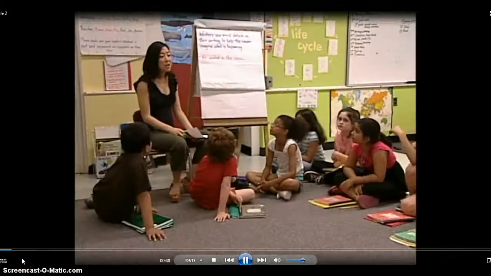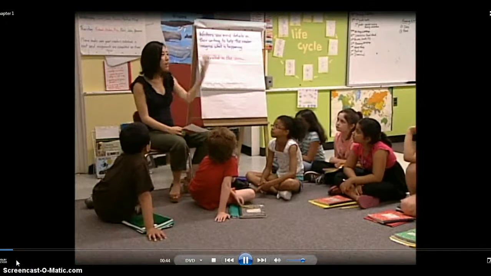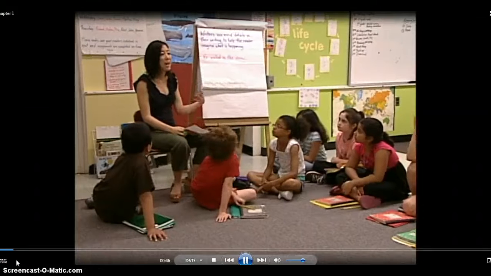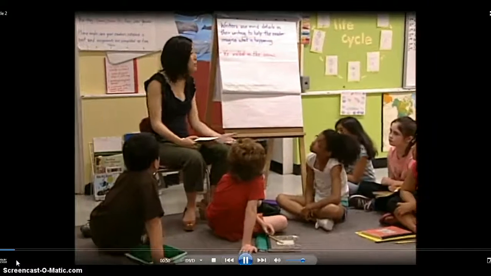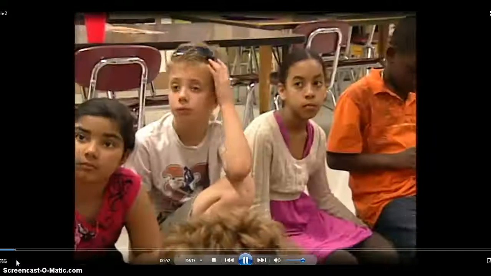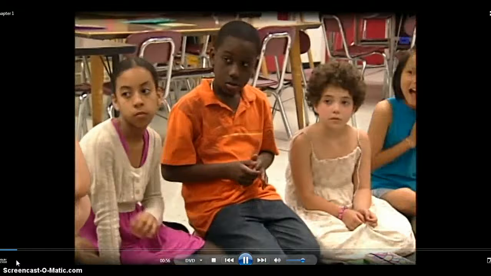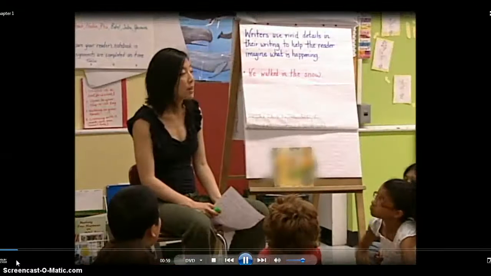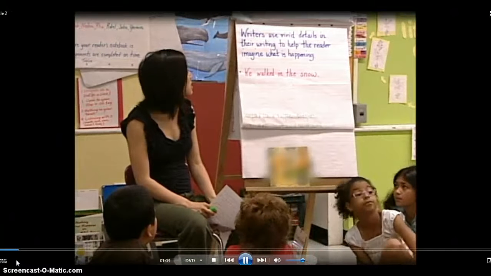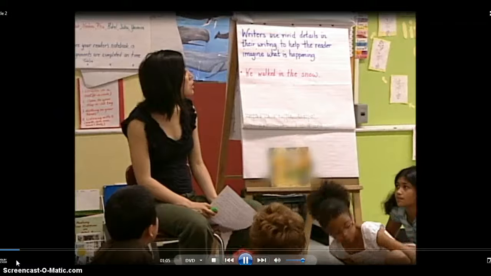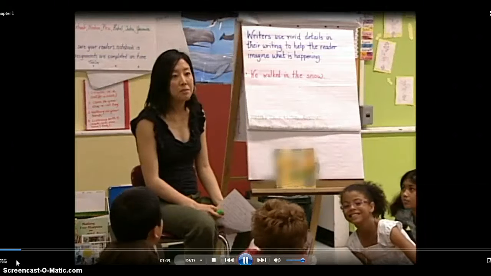So today we're going to talk a little bit about what writers do. We've been talking a lot about what all these different writers do. We've been talking about Alan Say, Ralph Fletcher, Faith Ringgold. Today we're going to revisit a book that you guys absolutely loved. And we're going to talk about this mini lesson statement, and I want you to think about it. Writers use vivid details in their writing to help the reader imagine what's happening.